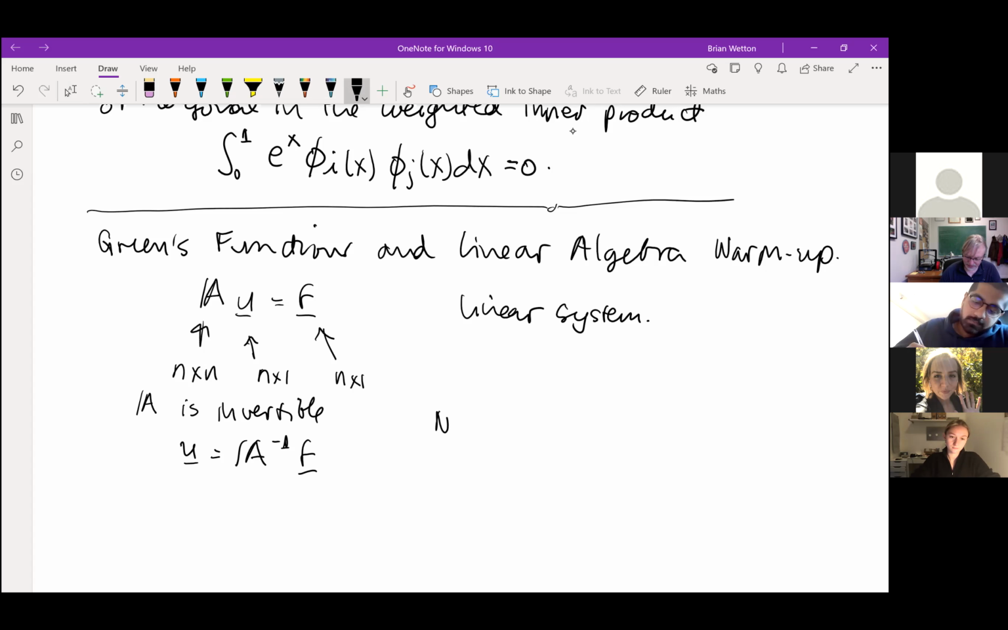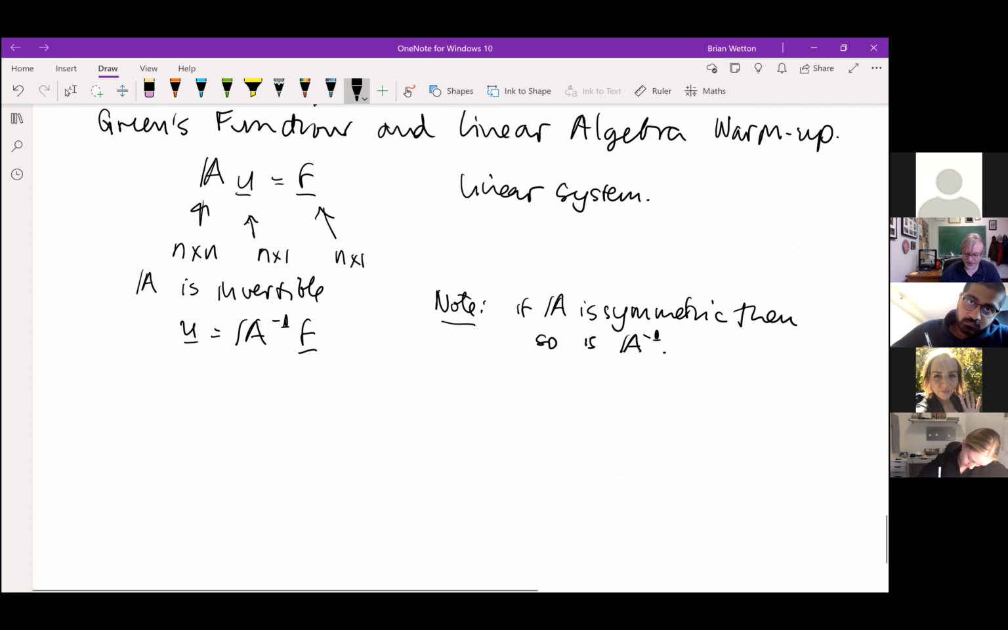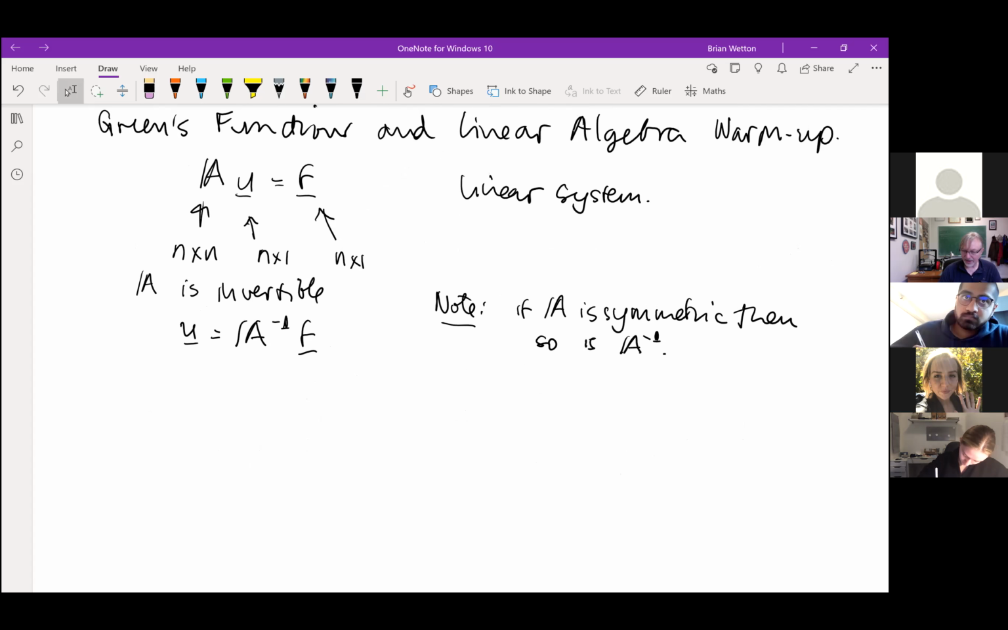And just as a little note, just in case you didn't know this, if A is symmetric, then so is its inverse. So we're going to have a Green's function which will be a function of two variables, but it'll be symmetric in those variables. That's how it's going to come out.